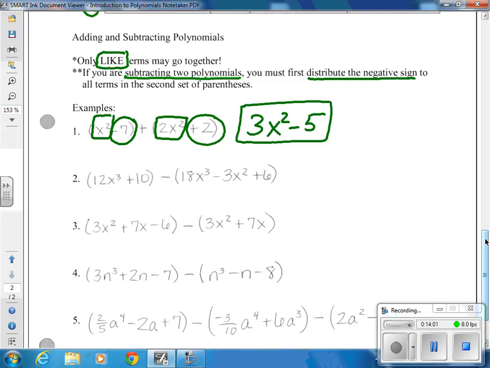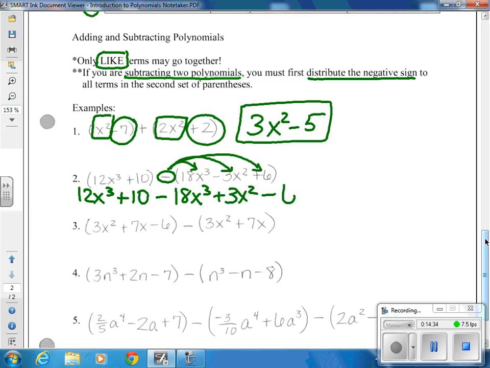Okay. Now, number 2, you'll notice it has a subtraction sign right here in the middle of your 2 polynomials. You have to distribute that negative to everybody behind that minus sign. Otherwise, the problem will not come out right. So I'm going to rewrite the first part, 12x cubed plus 10, because that's not changing. But when I go to distribute the negative sign, essentially what you're doing is changing all the signs after in that other parenthesis. So instead of positive 18x cubed, I now have minus 18x cubed. Instead of minus 3x squared, I now have positive 3x squared. And instead of positive 6, I now have minus 6.